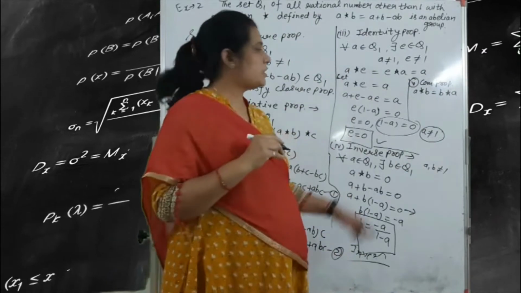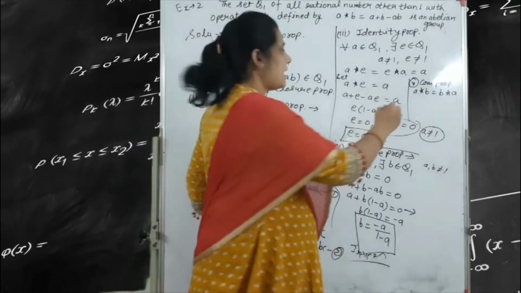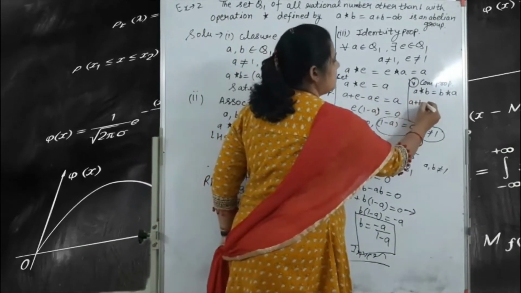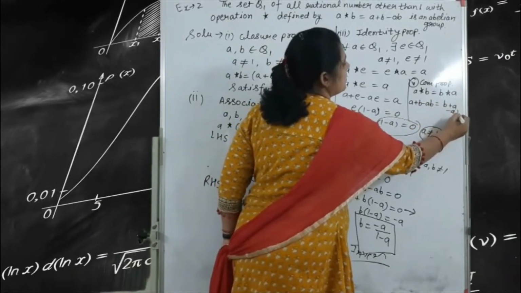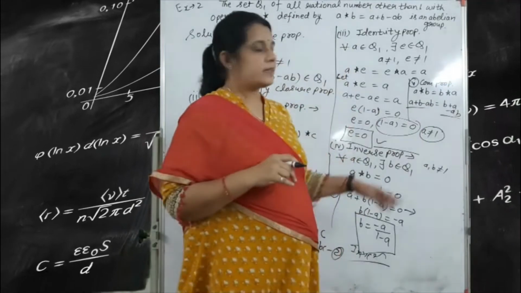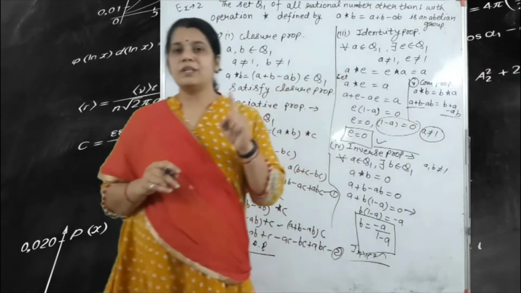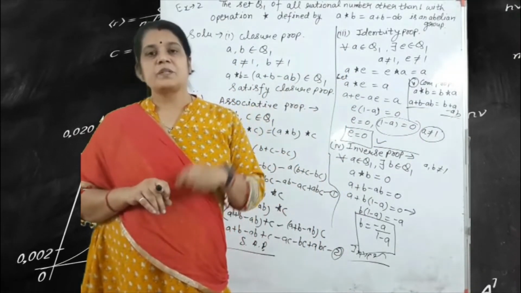Okay, so we put here A plus B minus AB, or you put here B plus A minus AB. So both are equal. Then we can say that the Q1 satisfies the commutative property.